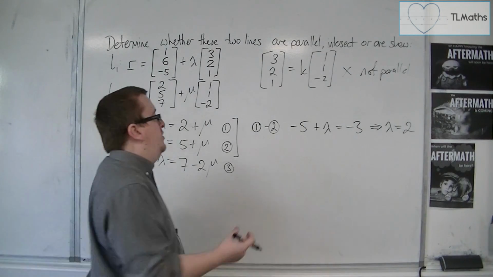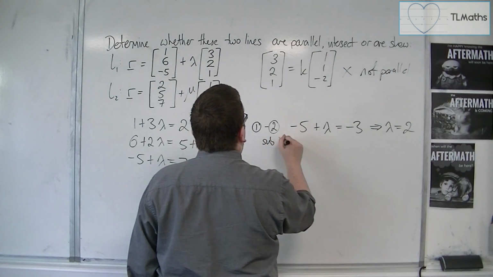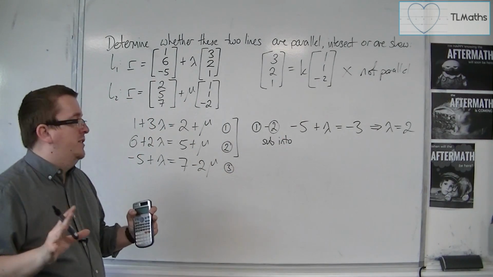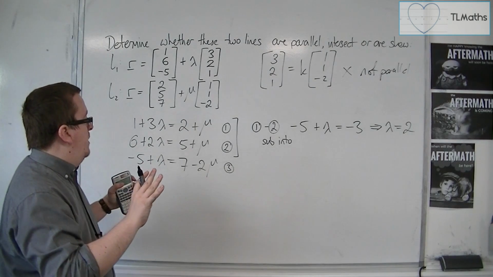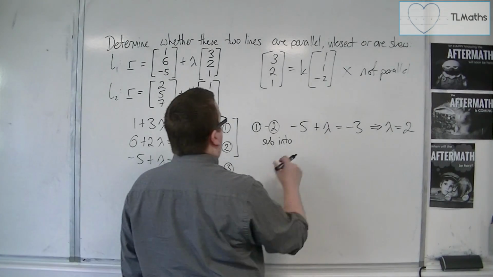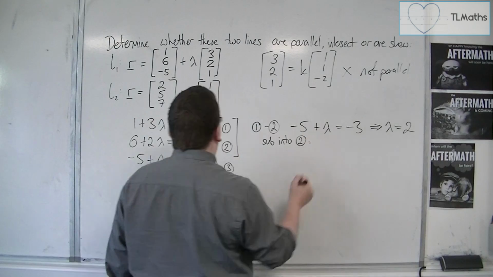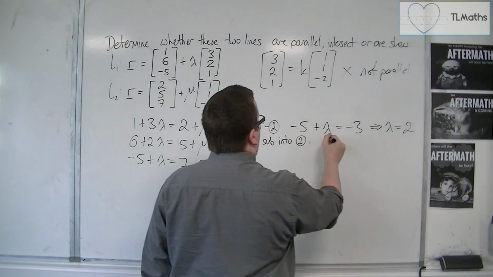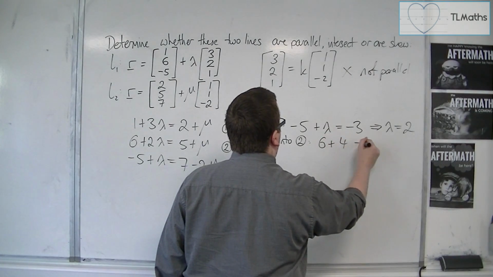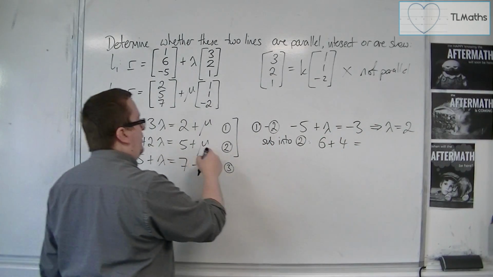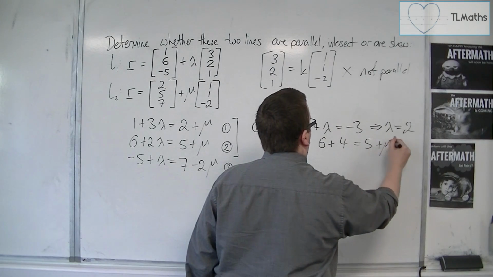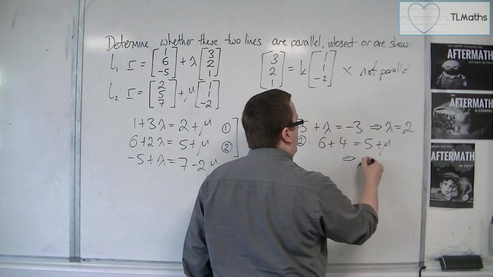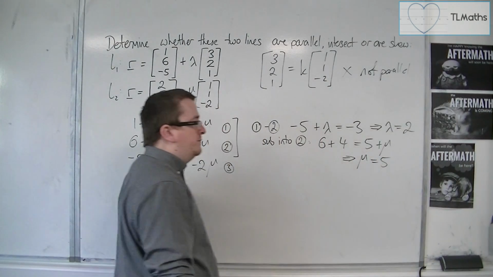You can then substitute that into either 1 or 2, not into 3 just yet. So completely ignore 3 for the moment. We're going to substitute that into equation 2, and we get 6 plus 2 lots of 2 is equal to 5 + μ. So 10 equals 5 + μ, and so μ must be 5.